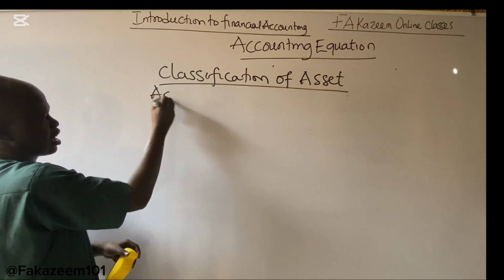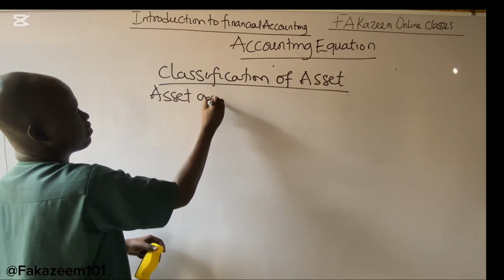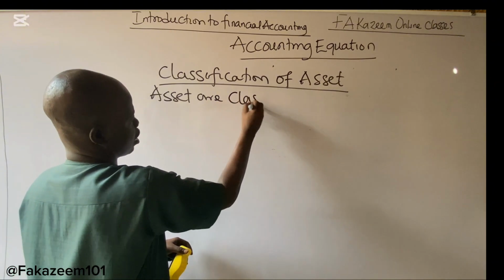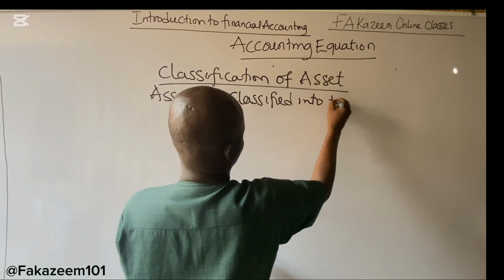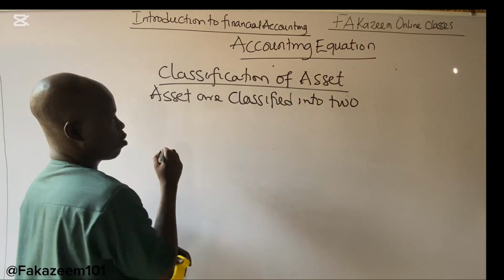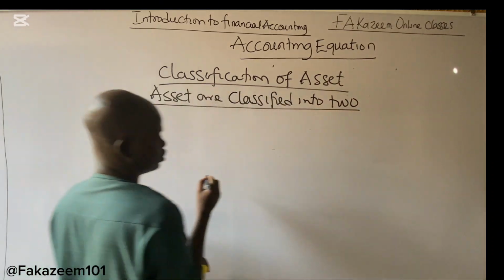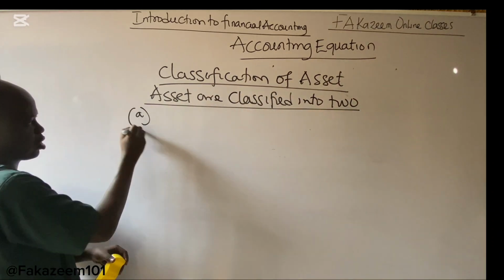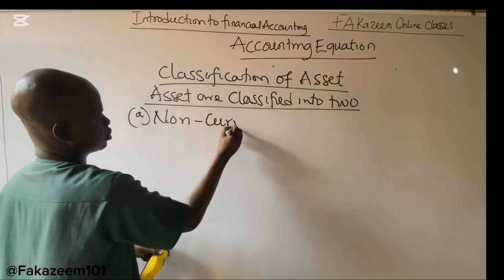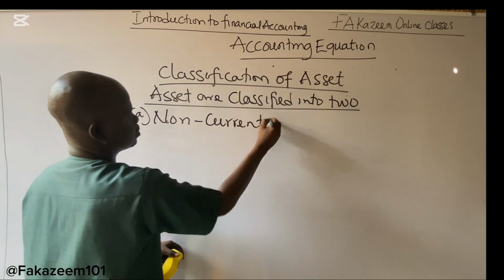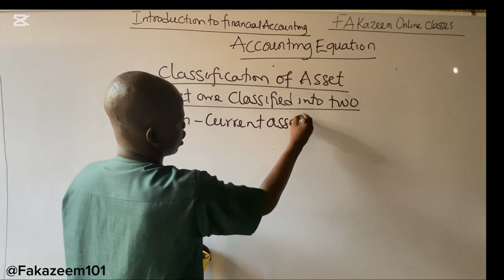Assets are classified into two. What are the two classifications? A, we have what we call non-current assets.